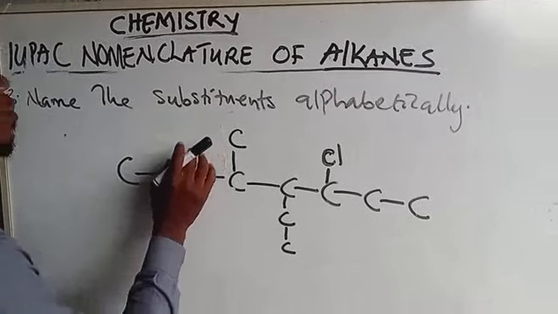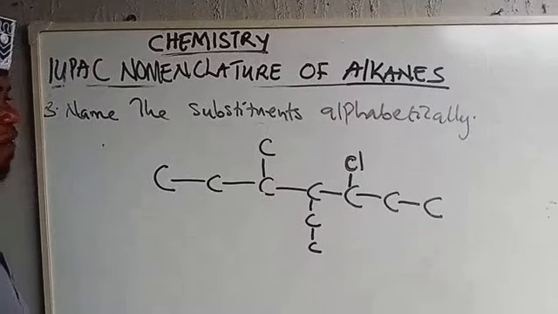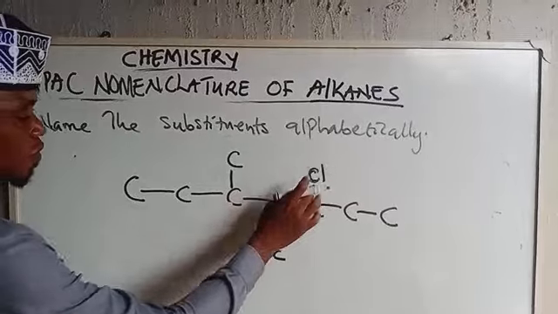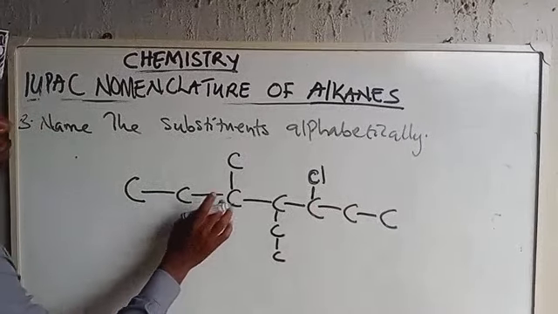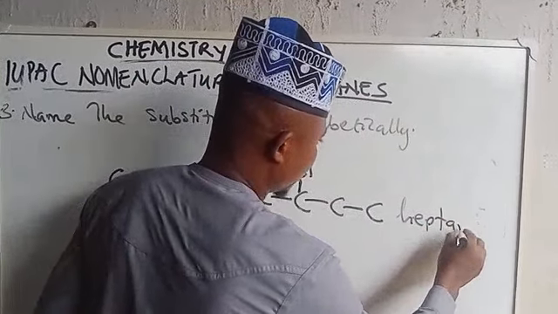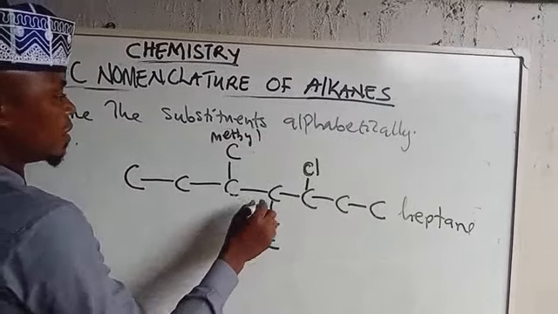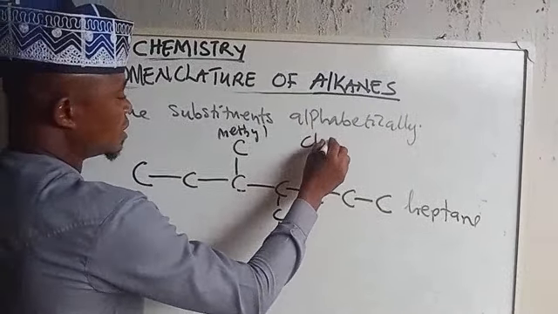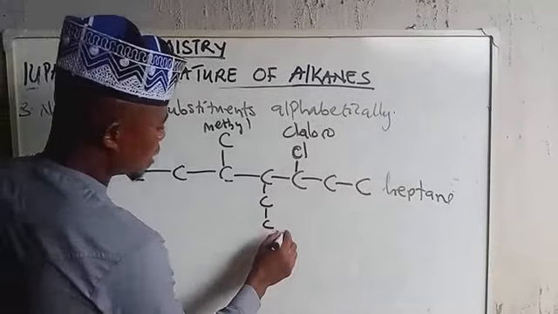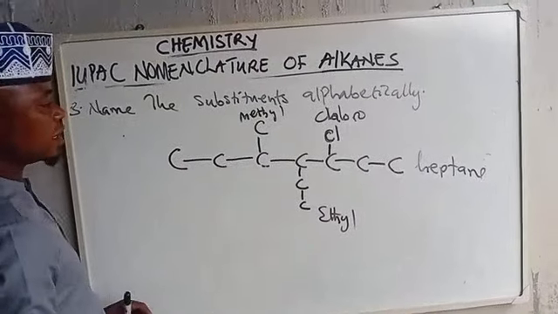Now, the rule I want us to really apply is the example we want to look at: the rule that says you name the substituents alphabetically. This is how you apply it. Let's first of all number from the side that gives the side chain the smallest possible number. We have this side chain, this, and this. Now, the longest chain is this 1, 2, 3, 4, 5, 6, 7. So this is going to be a heptane. Now, this side chain is methyl. Remember, the chloro will be treated as a side chain, an alkyl substituent. Chloro. Now, this one is ethyl.